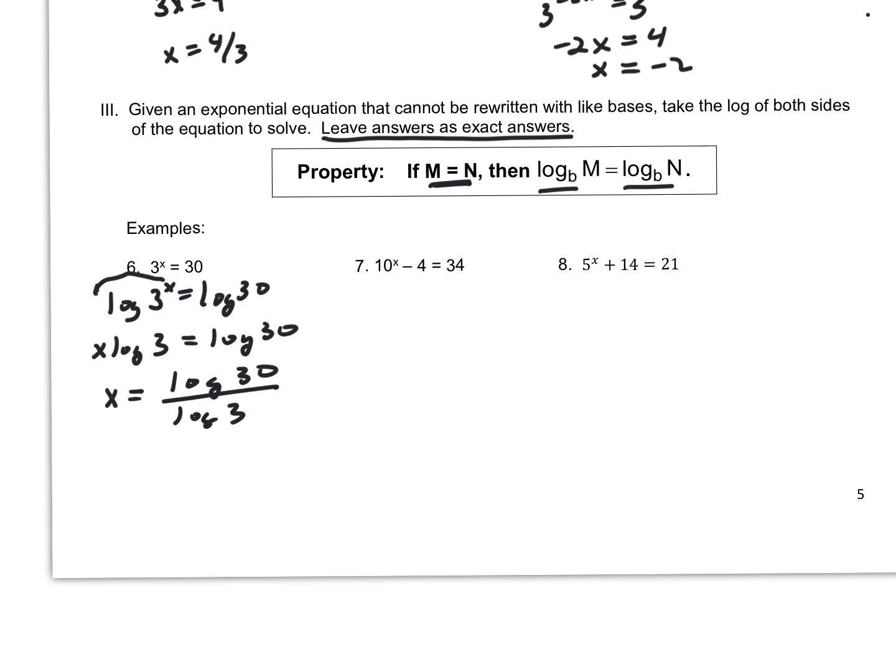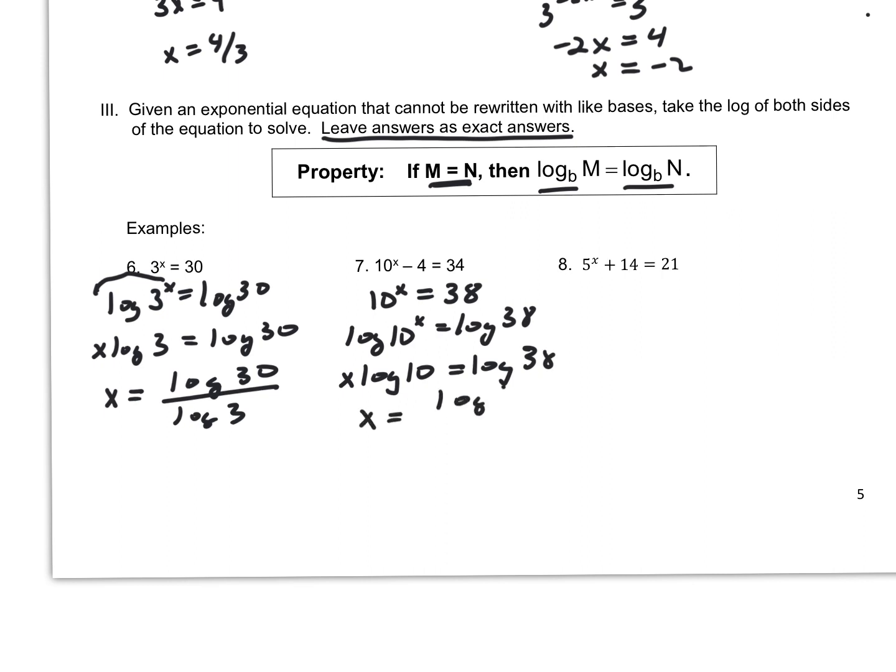Number 1, the exponent's not by itself. So how do I get the exponent by itself? Correct, I add 4 to both sides. So 10 to the x equals 38. Again, I can't get 10 and 38 to have the same base. So I'm going to log both sides. Log of 10 to the x equals log of 38. And then I'm going to pull my exponent out in front. X log of 10 equals log of 38. And again, I divide both sides by the log of 10.